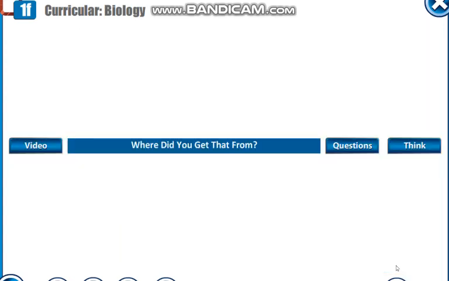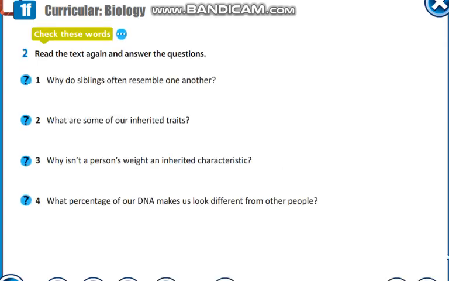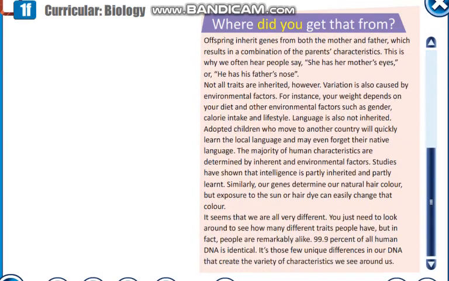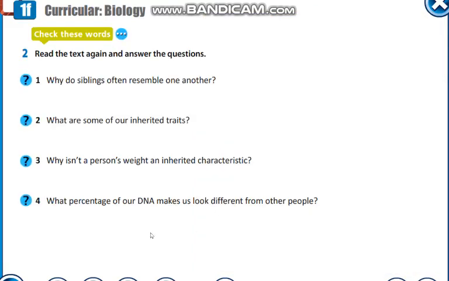Okay, that's all. Now, read the text. Read the text attentively. In this text, we will talk about sisters, brothers, about your parents' inherited characteristics, traits, and this is a very interesting theme, I think. Then answer the questions in exercise 2. Read the text again and answer the questions.